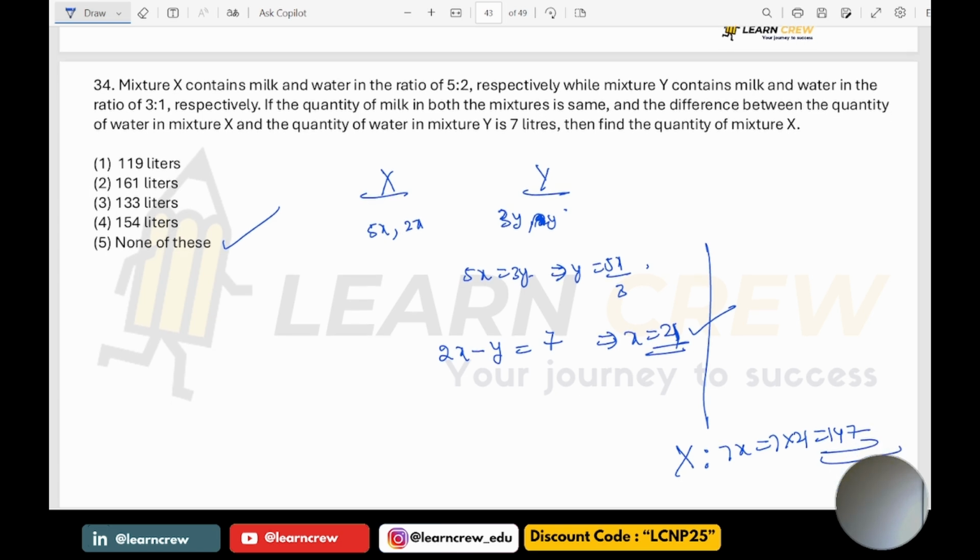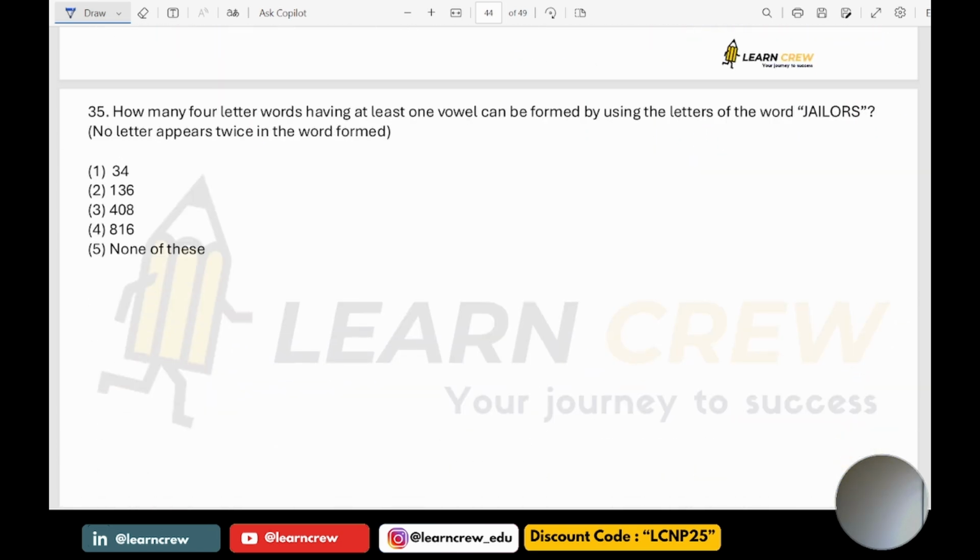Next, 35th question. How many four-letter words having at least one vowel can be formed using the letters of the word JAILERS? So it has 3 vowels and 4 consonants. So first, 1 vowel and 3 consonants. 1 vowel, 3 consonants is how much? 3C1 into 4C3, which is 3 into 4, 12.